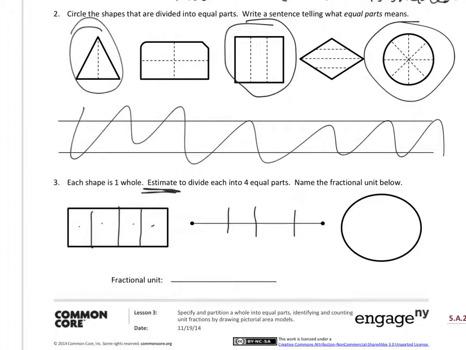And this one, the circle, how do we cut circles up? We don't go like this. That is not 4 equal parts, because this part here is not the same size as this part here. This part's much bigger.